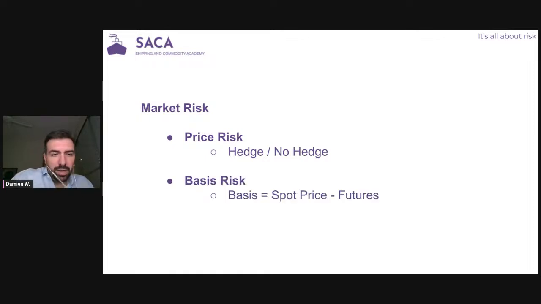Second market risk: the basis risk. The basis risk is when you hedge your product, and the difference between the spot price and the future price is what is called the basis. Let's say the spot price is 100 and the future price is 98. The basis in that case would be 2. So the basis is the difference between the spot price and the future price. When you are hedged, you still have a risk, which is the basis risk.